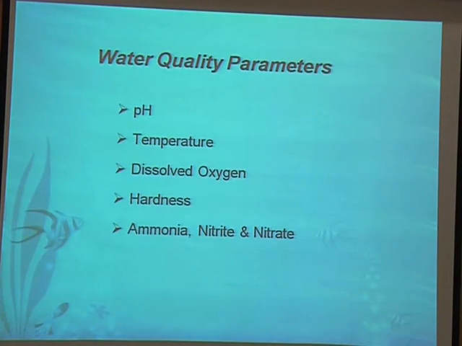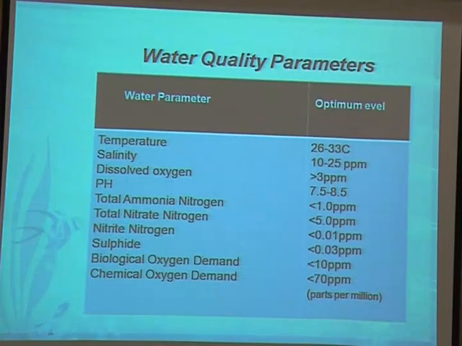Coming to the parameters we are going to measure for water quality: the pH of the water, temperature, dissolved oxygen, hardness, ammonia, and nitrate. These are the main parameters we have to measure. And these are the optimal values. We always have to see whether the parameters are within this range or not. For example, temperature should be a minimum of 26 and a maximum of 33. The remaining parameters have optimal values which the farmers have to maintain for good aquaculture.